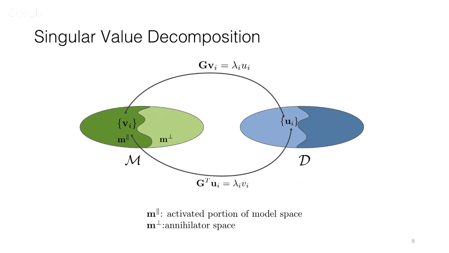Here, we're going to divide model space up into two parts. One is what we call the parallel part, which is the activated portion of model space. The other is the perpendicular part, which is the annihilated space. Our data are connected only with the activated space. The data do not tell anything about the annihilated space. If I take any element here and multiply it by G, I'm going to get the zero value.